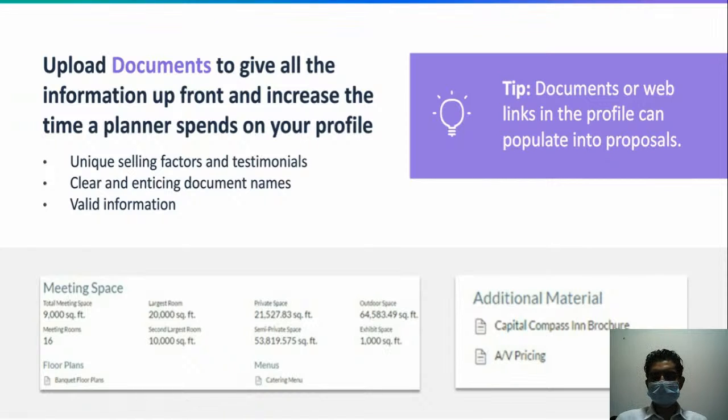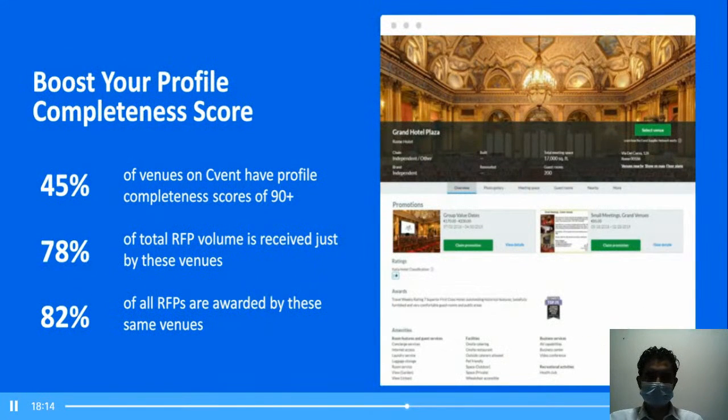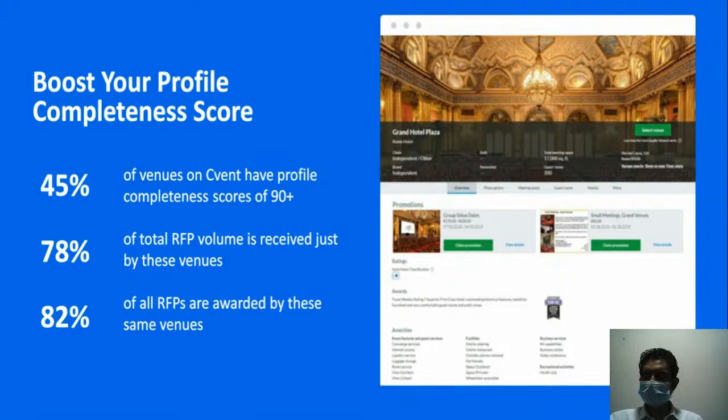As we close this session, I want to emphasize that less than half of the venues currently listed on the supplier network with CPEN have profile scores of 90% or higher. However, those same venues receive over three-quarters of the total RFP volume and are more likely to be awarded business by the planners. So you want to be a part of that group.